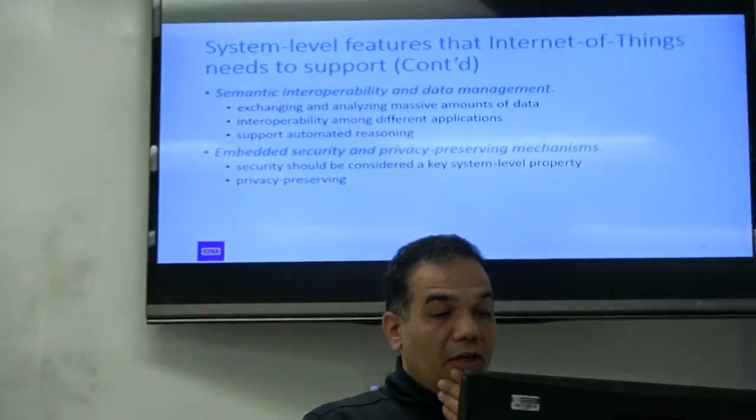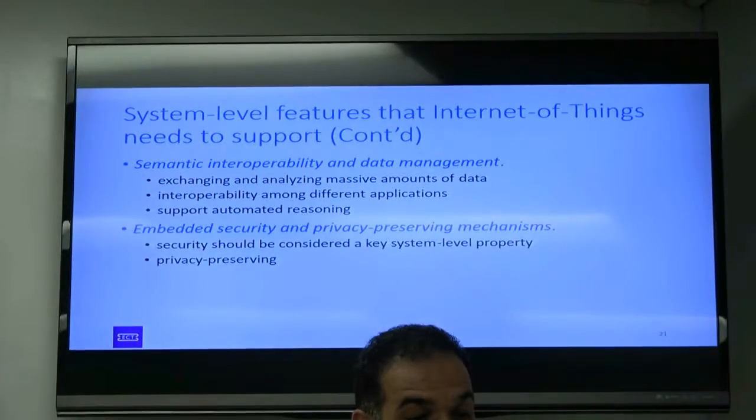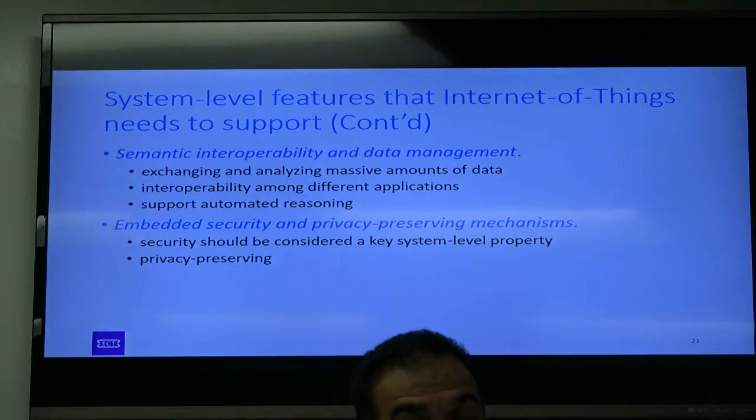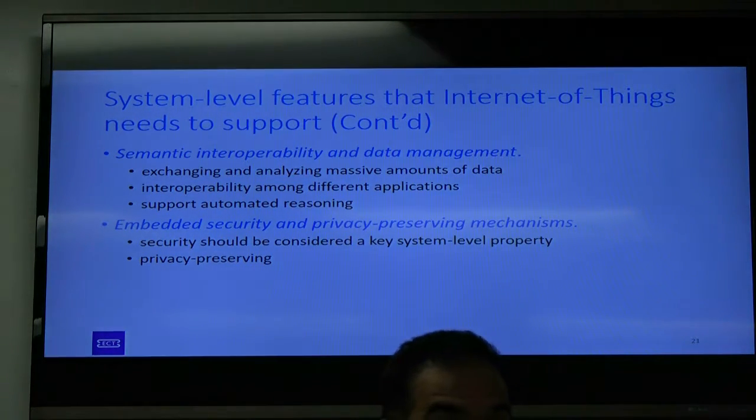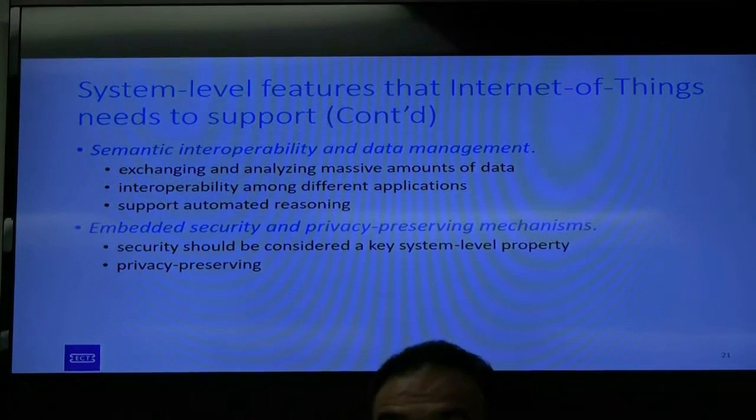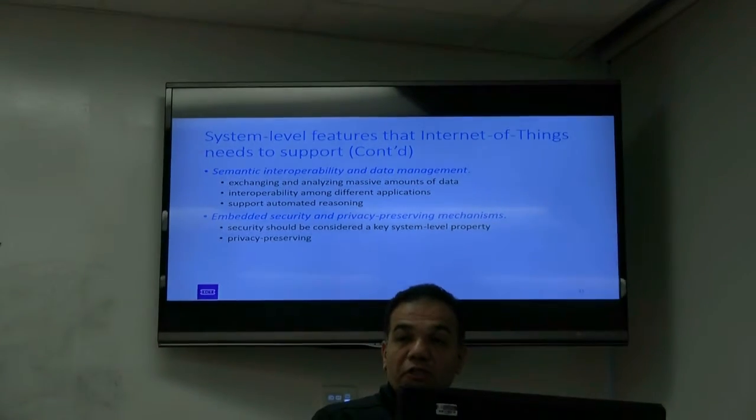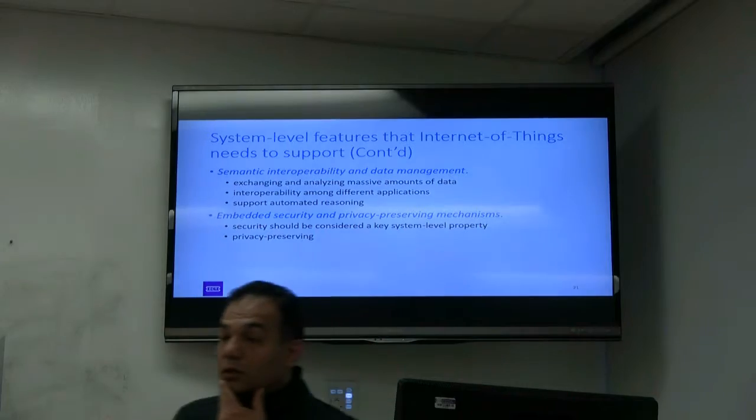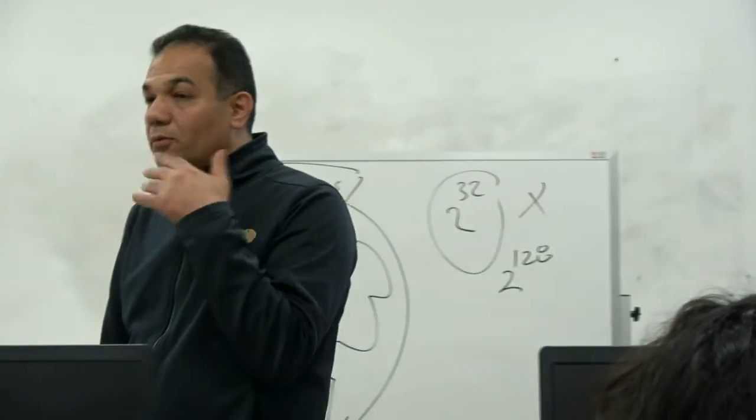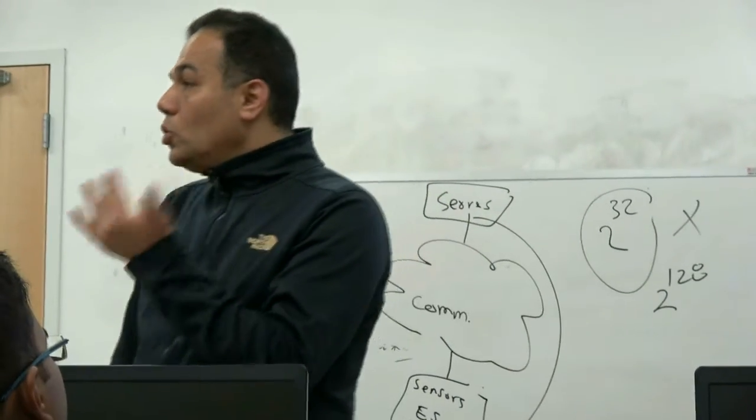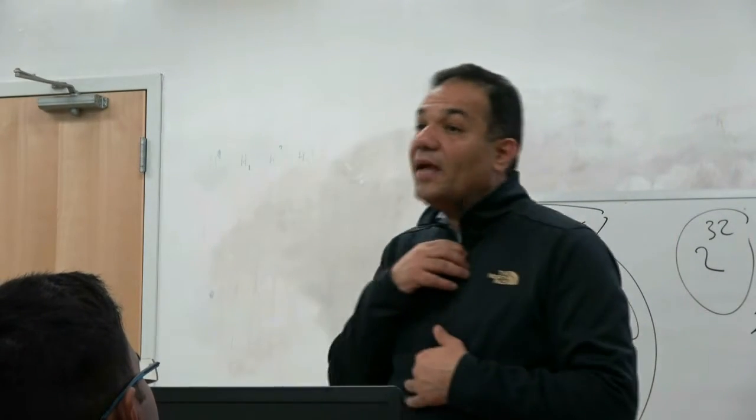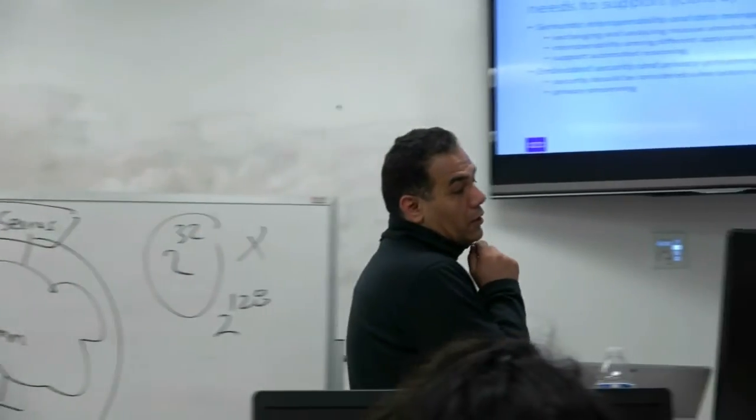Then we have semantic interoperability and data management. We have to exchange and analyze massive amounts of data. We also have to think about interoperability among different applications. Support for automated reasoning: you collect the data, and you don't need a person to analyze it by eye. It has to be automatic. Remember, you're talking about a huge amount of data and a huge amount of decisions, so you have to automate that also, including what kind of actions to take.